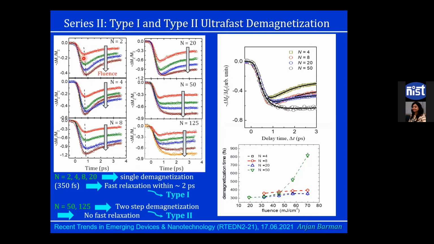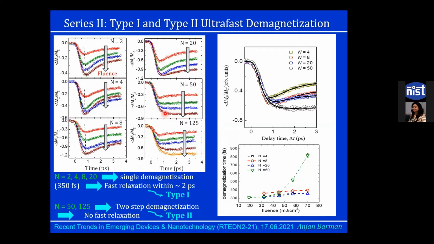But in all cases, there is a single step demagnetization. We are increasing n to 4, 8, still the same. But when you come to n equals 20, let's say, you start to see that this thing is not going to remagnetize similar to this. When we come to n equals 50, we see that the demagnetization doesn't stop here, but it continues to demagnetize at a slow rate.